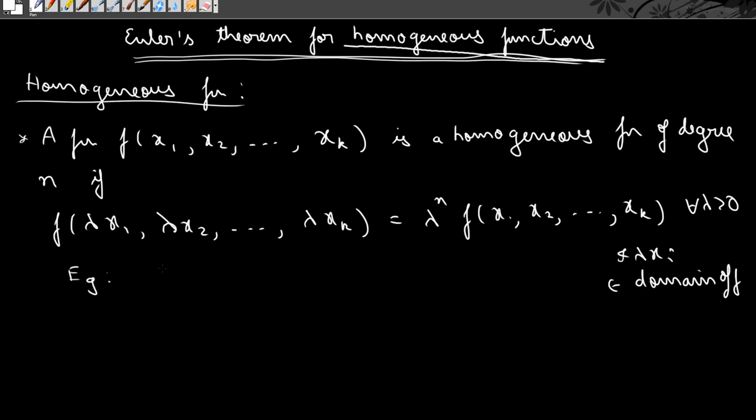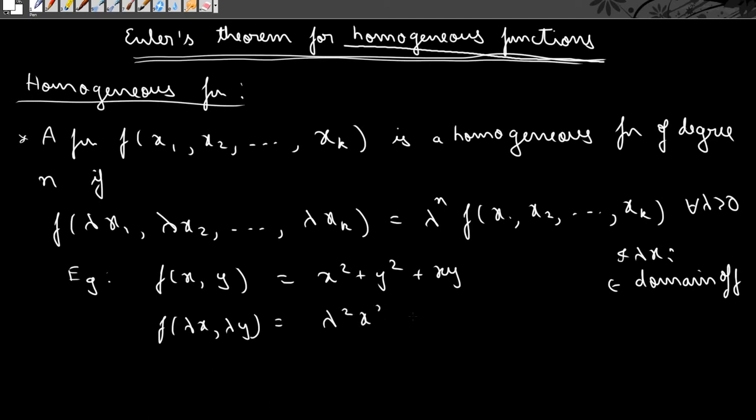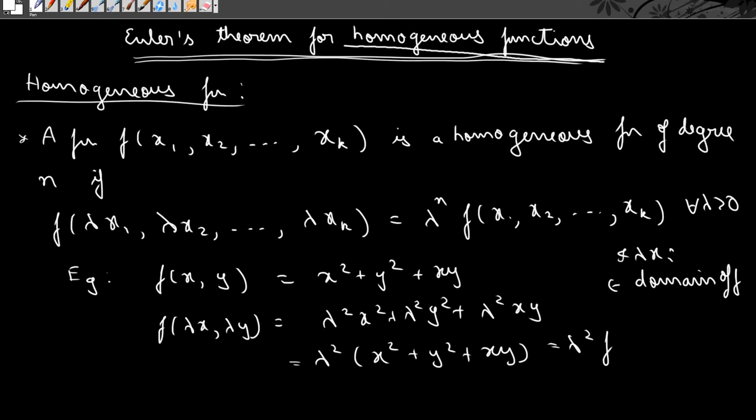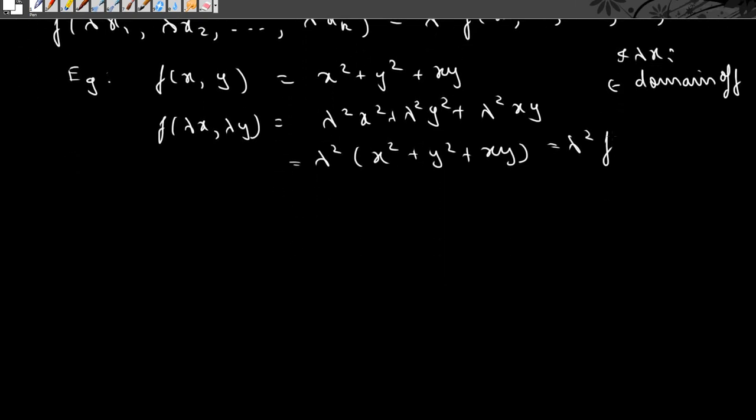So let's consider some example. Let's say f of xy is given by x square plus y square plus xy. Then f of lambda x, lambda y will be lambda square x square plus lambda square y square plus lambda square xy, which is lambda square times x square plus y square plus xy, which is lambda square times f, right? So as you can see, this is a homogeneous function of degree 2.